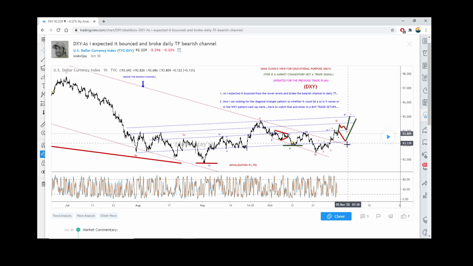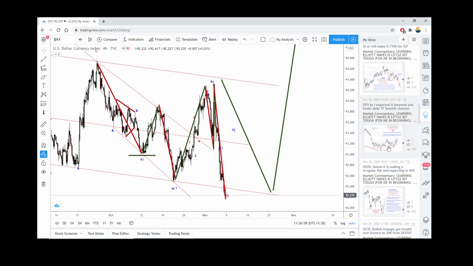Yeah, this is the one I explained last week. What I said is it could be a WXY, and then it can go above the high, or it can come down like this to break this low also for the deeper pullback, and it did the same thing.